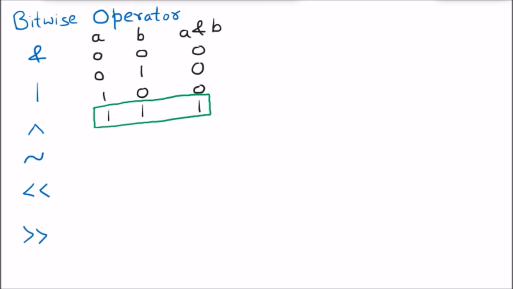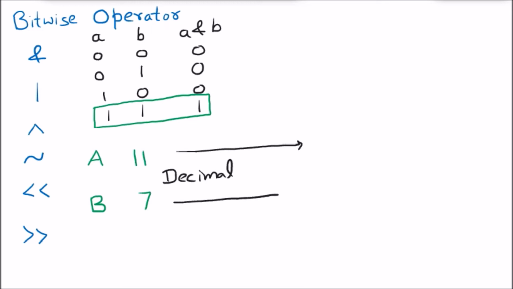So I am taking one example to make you understand. Let us suppose that we are having a variable A and the user has entered the value of that variable is 11, and we are having the variable B and the user has entered the value which is 7. This 11 and this 7, these are the decimal numbers. Now these decimal numbers will be converted to the binary numbers correspondingly, because bitwise operators work on the binary numbers bit by bit.